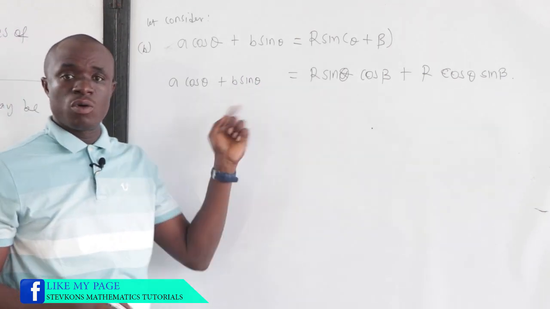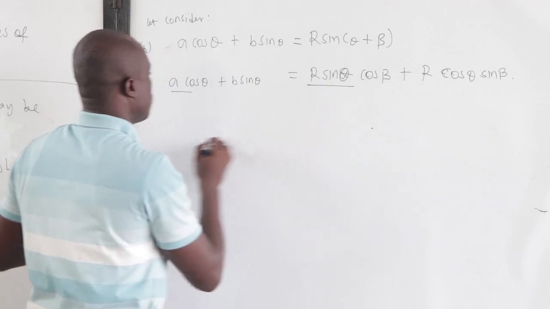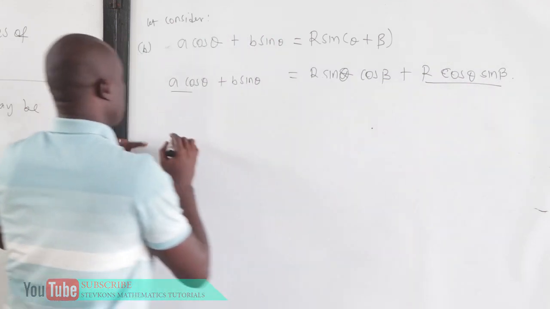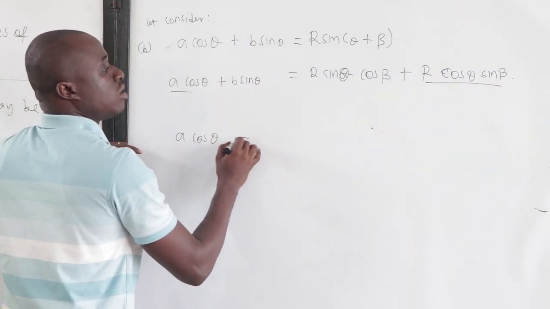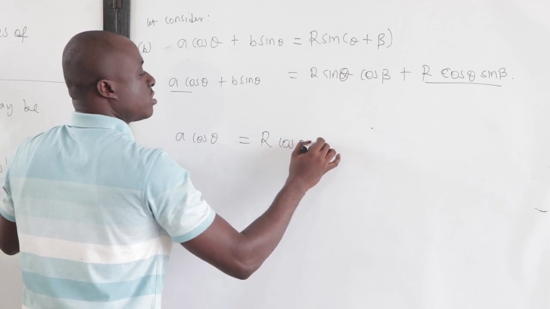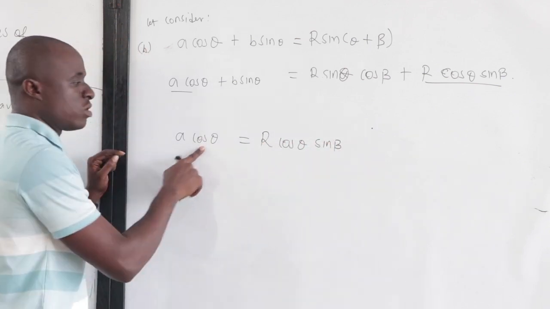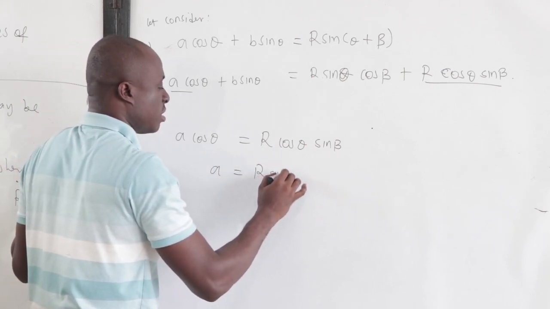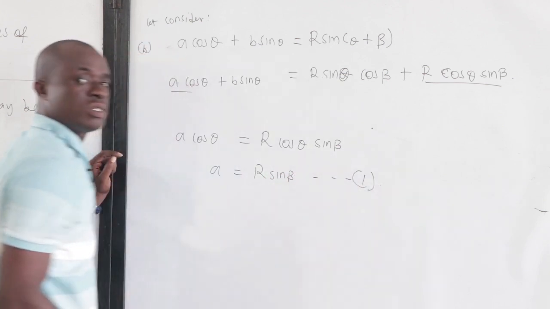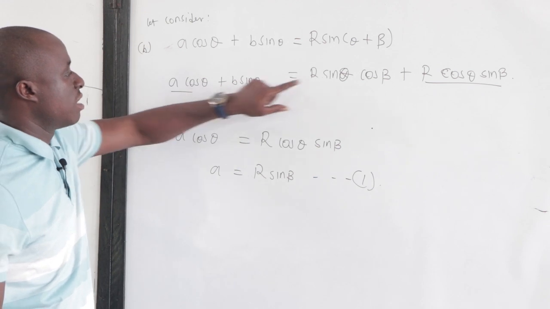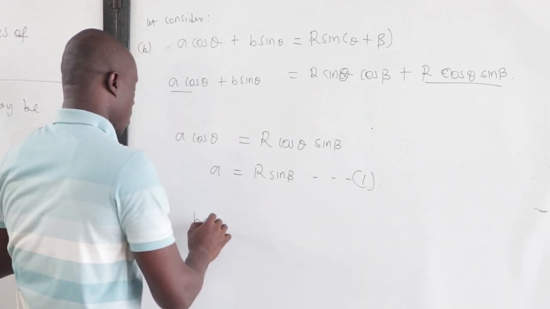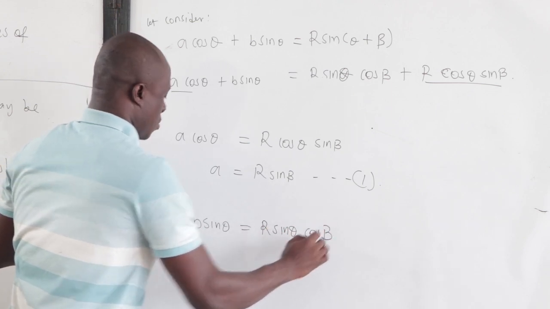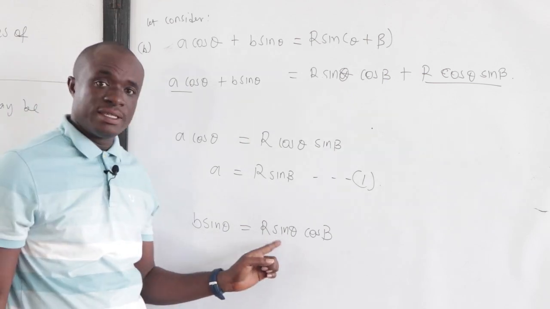Now when you are comparing the coefficients, what can we see? We have cos theta here, and there's also cos theta over here. So we have a cos theta equal to r cos theta sin beta. Cos theta and cos theta will cancel. So you have a equal to r sin beta. Let's call this equation 1. And then comparing the coefficient of sin theta, we have b sin theta equal to r sin theta cos beta. Sin theta and sin theta will cancel out.